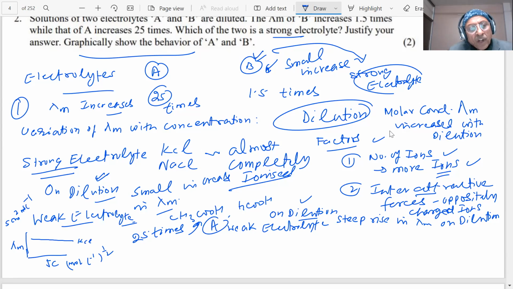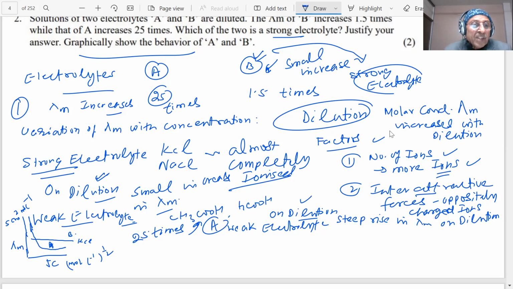There is a slight increase on dilution, but for a weak electrolyte, you know what happens, students. This is a weak electrolyte. There is a steep rise, student, here. As you can see, this is our weak electrolyte. This is a strong electrolyte, B. And this is our weak electrolyte, A, student, because there is a steep rise. As more ionization takes place in this case, when the electrolytes are diluted at infinite dilution, it is highly ionized. So the number of ions increases steeply, and you can see the steep increase.